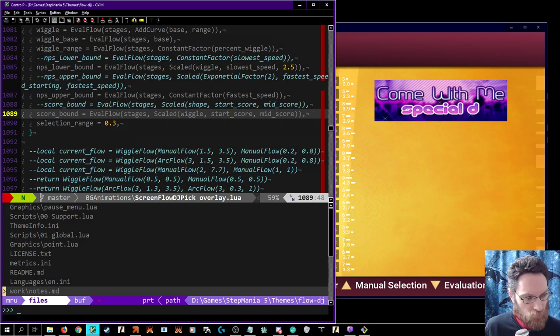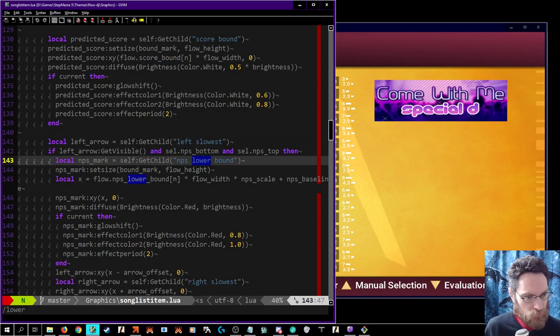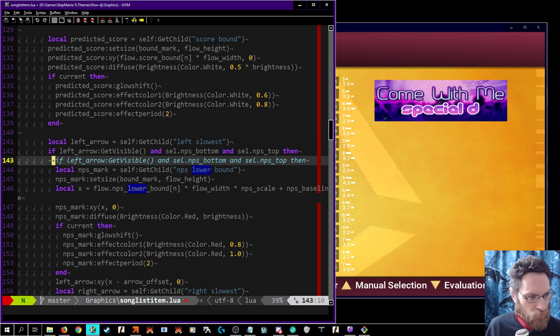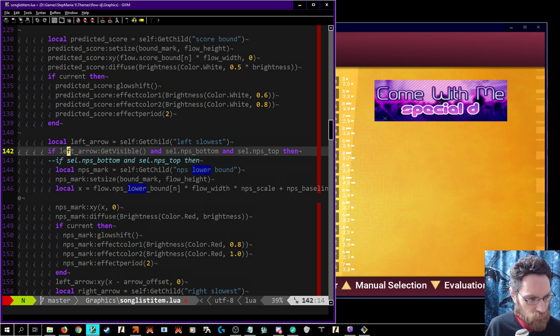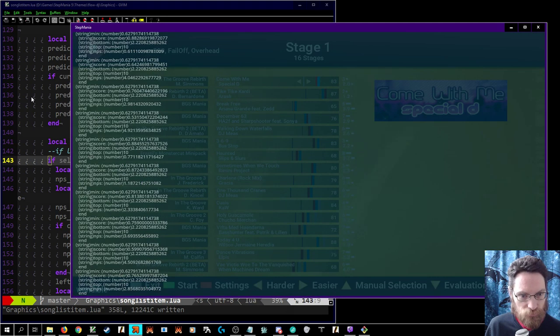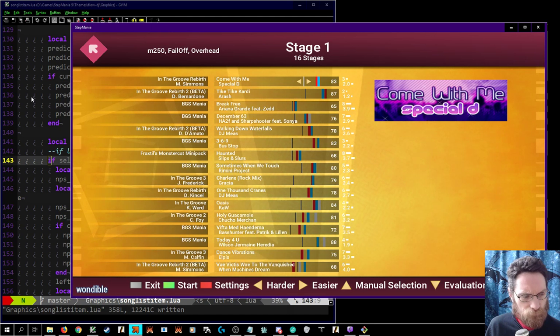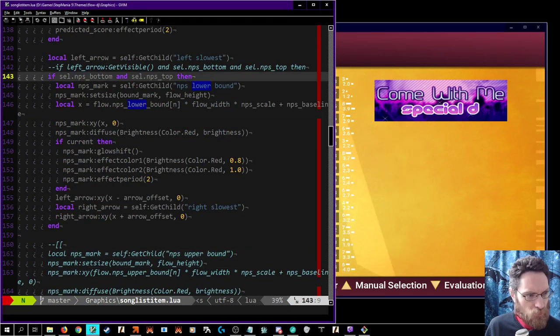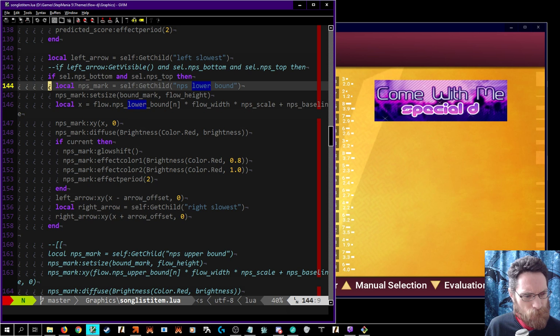Did I have a graphing of song list item? Right. I had made that conditional on if it was visible. Oops. Okay, so this is drawing the arrows, not the mark. So there's upper bound.